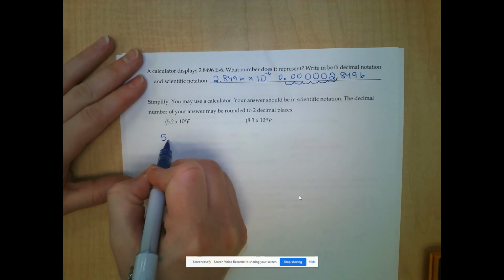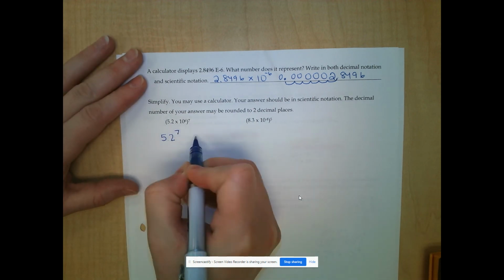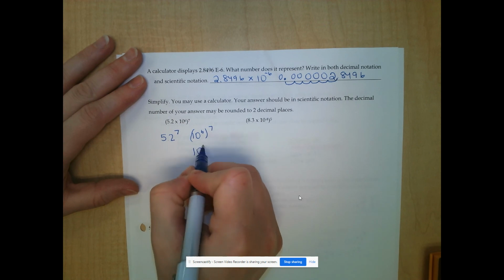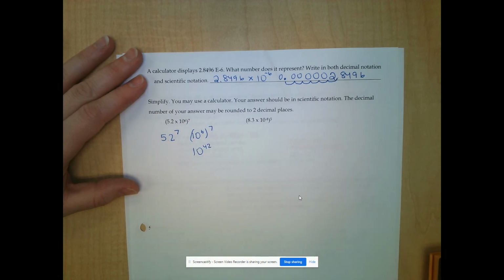Simplify. You may use a calculator. Your answer should be in scientific notation. The decimal number of your answer may be rounded to 2 places. So I've got to do 5.2 to the 7th, and I've got to do 10 to the 6th to the 7th. Now this is easy, right? Multiply my exponents, 10 to the 42nd.